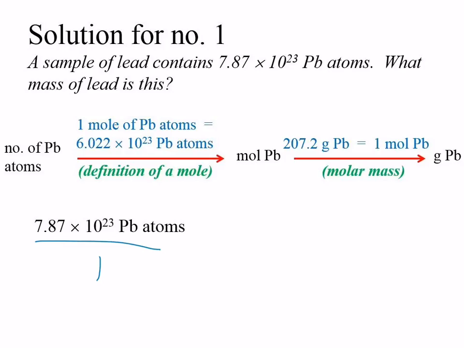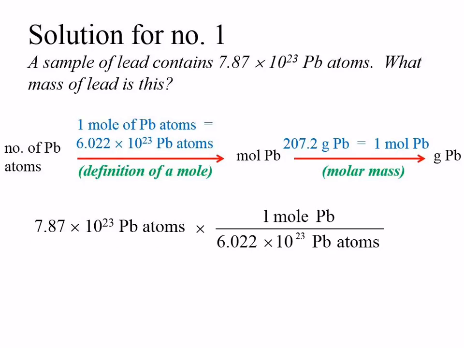So what does the next term look like? 1 mole on top over Avogadro's number. Very good. And if you didn't want to include Pb, that's fine, but you should say 1 mole over 6.022 times 10 to the 23rd atoms. All right, awesome. So atoms cancel, we're left with moles.